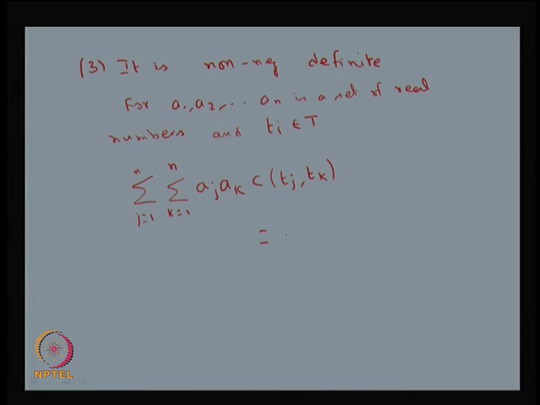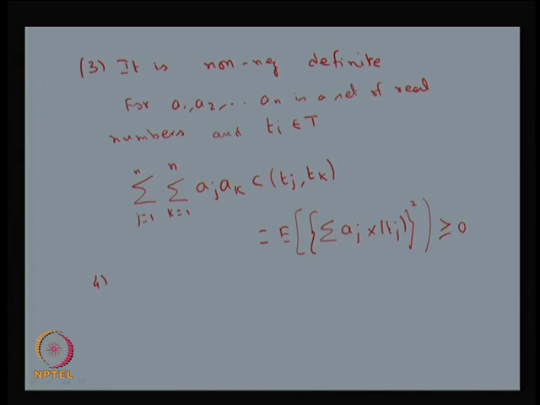That double summation is nothing but the expectation of the summation of a_j times x of t_j, whole square. This expectation is always going to be greater than or equal to 0, since it is a whole square, for all real numbers a1, a2, up to an, and t_i's belonging to T. So you can conclude the covariance function is going to be non-negative definite.